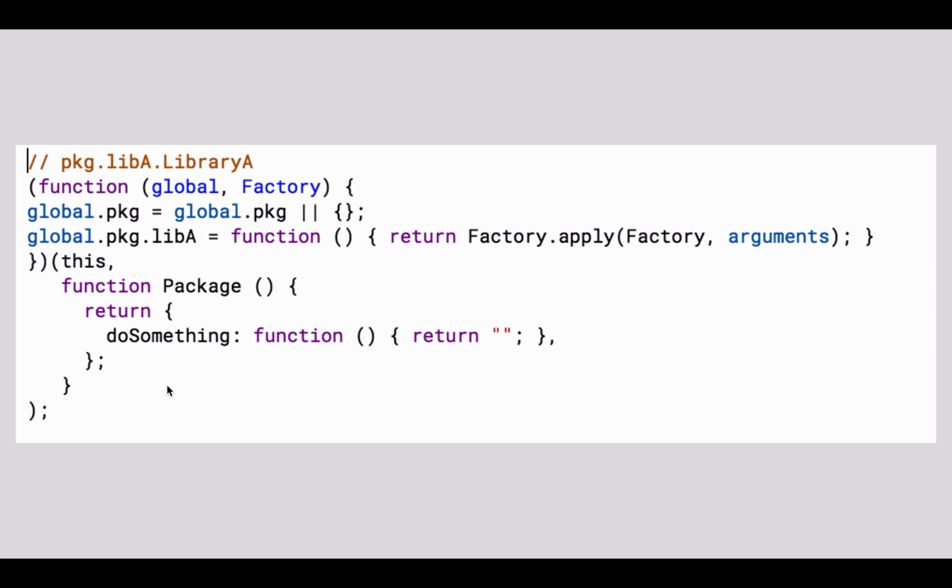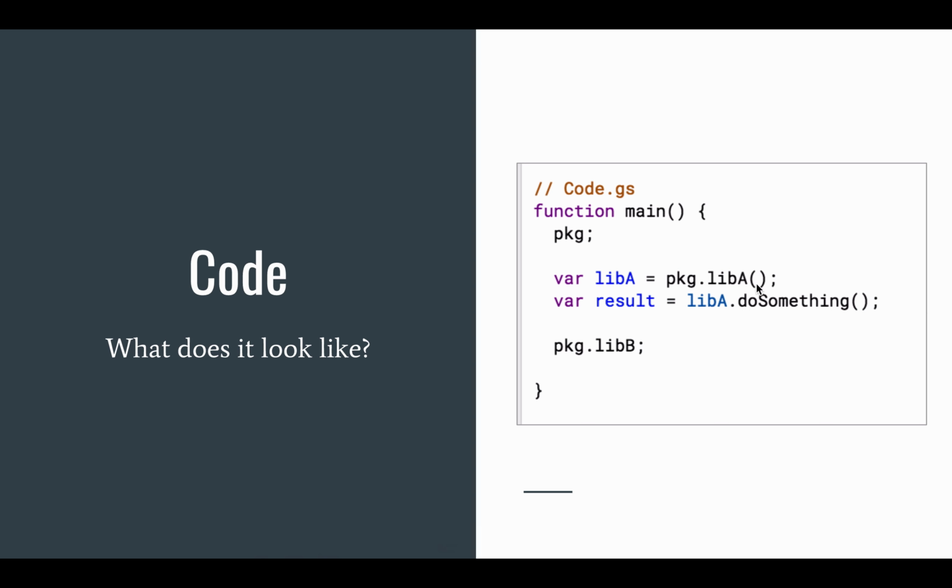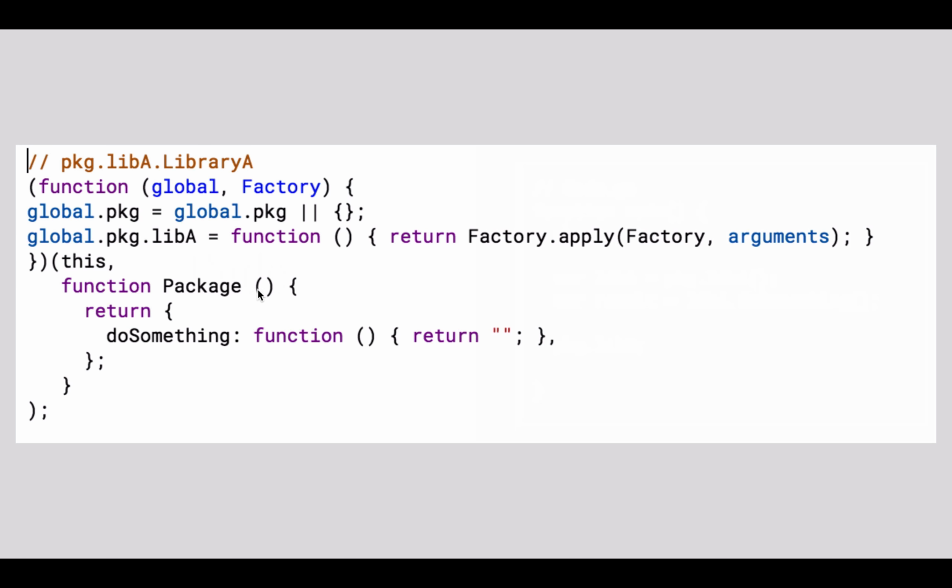So you can just go back here. That means that you could pass something here. You can pass maybe some config or something else, and you have access to it in your library here because it applies the arguments onto it.